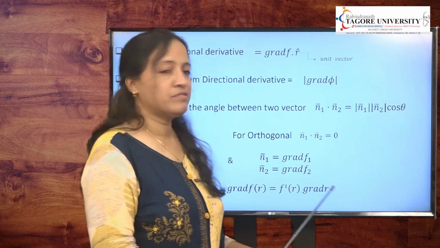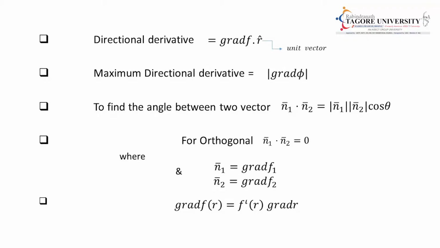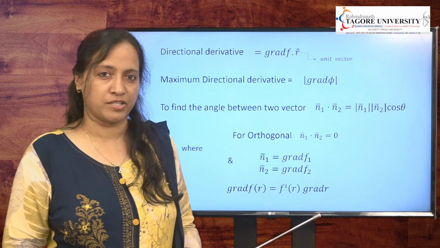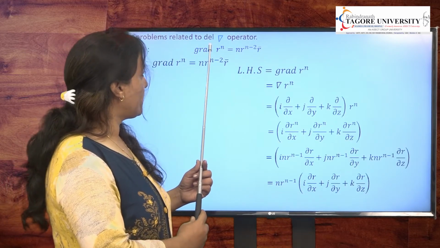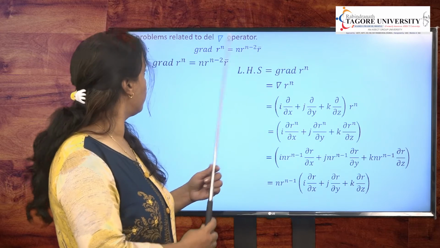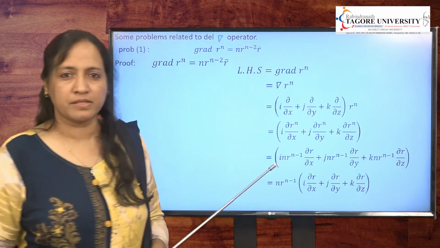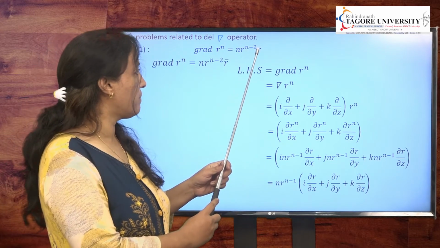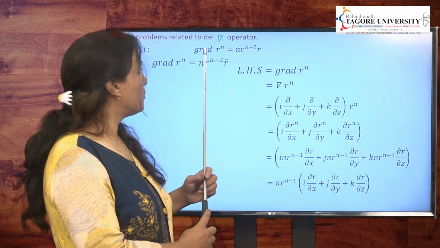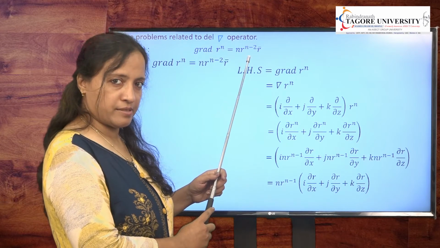This is the main formula we usually use for solving problems: grad of f of r is equal to f dash r times grad r. Now some problems related to this operator del. A problem is given: gradient of r to the power n is equal to n r to the power n minus 1 r cap. You have to prove the left hand side is equal to the right hand side.